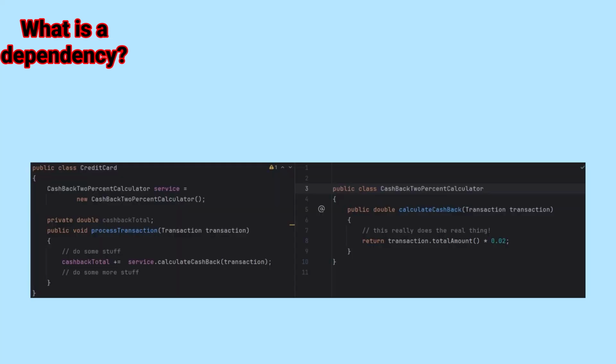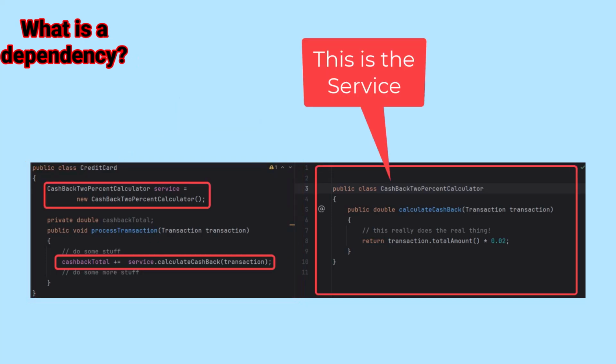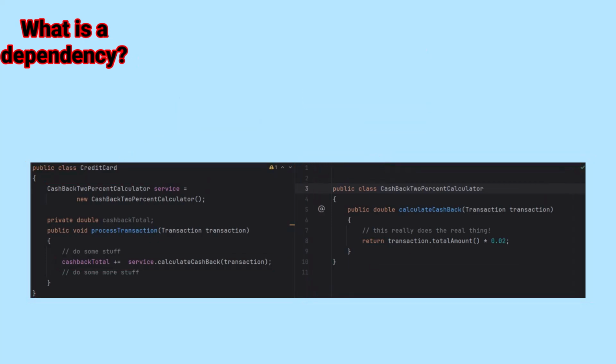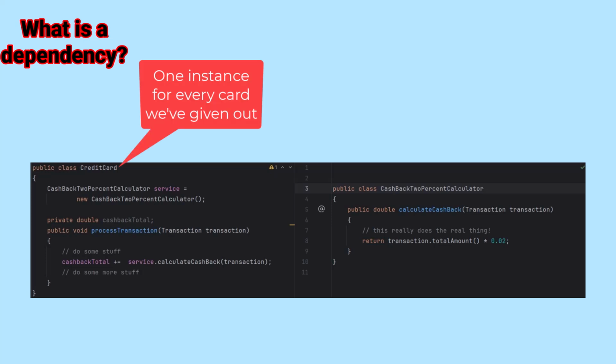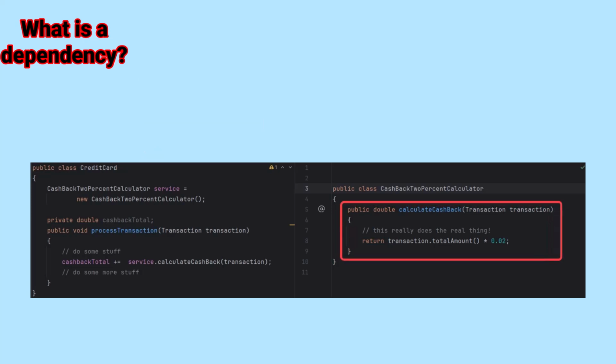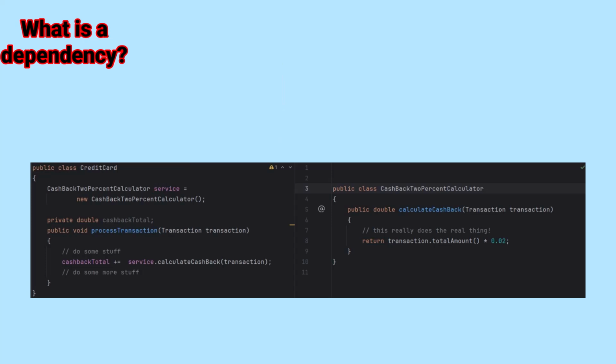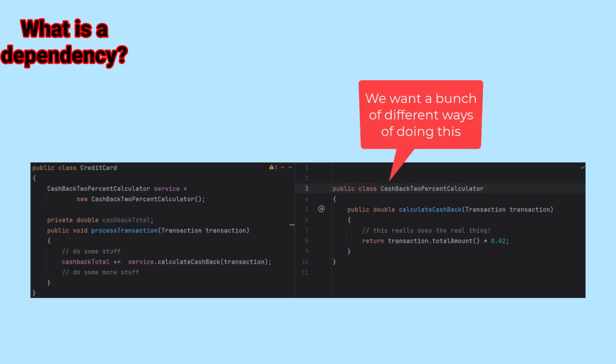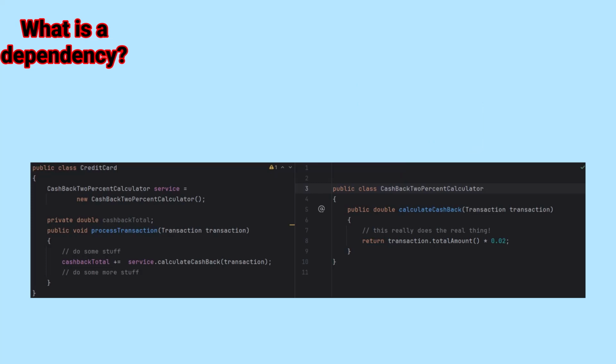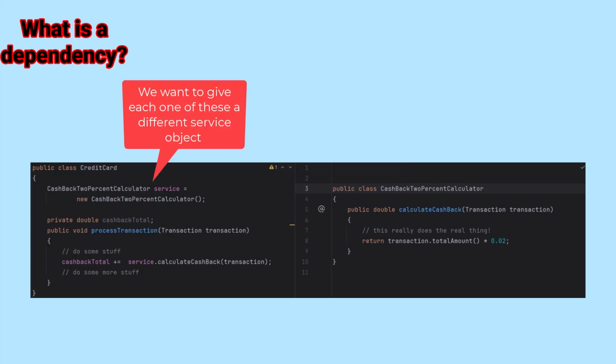To make this point, suppose that we're building software for a credit card company. The credit card class processes each transaction for a particular cardholder's card, and the service knows how to calculate their cash back. With this design, all the cards would have to have the same cash back rules, and we know that's not true. We'd really like to have a variety of services that each calculate the rules every which way our various cards need. And then we'd like each cardholder's card to get the service that's right for their card.